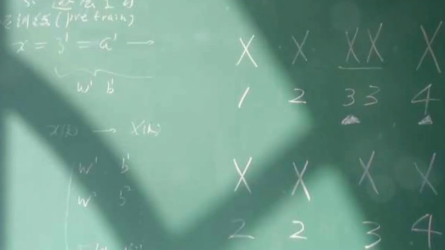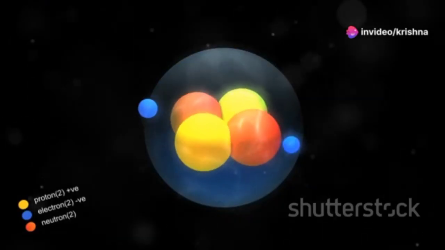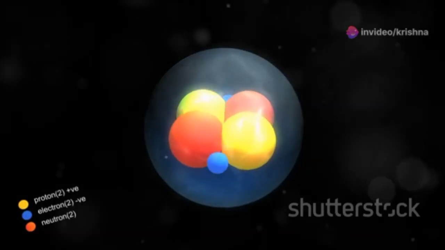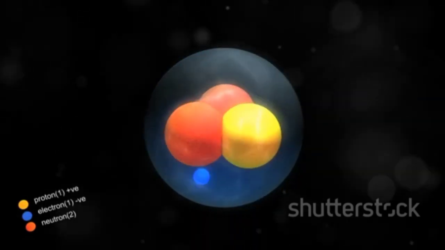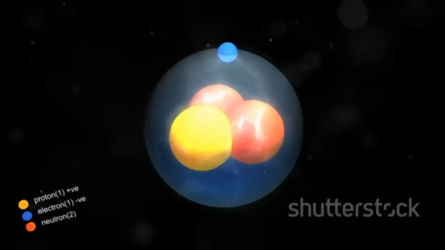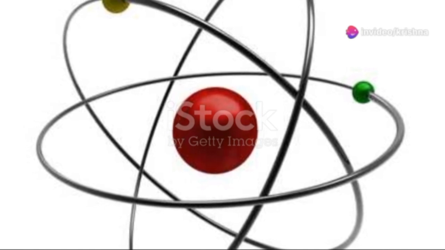This means that for each principal quantum number n, there are multiple possible shapes for the electron cloud. For example, if n equals 2, then L can be 0 or 1. This gives us two possible shapes for the electron cloud in this energy level. Each value of L corresponds to a specific orbital shape.